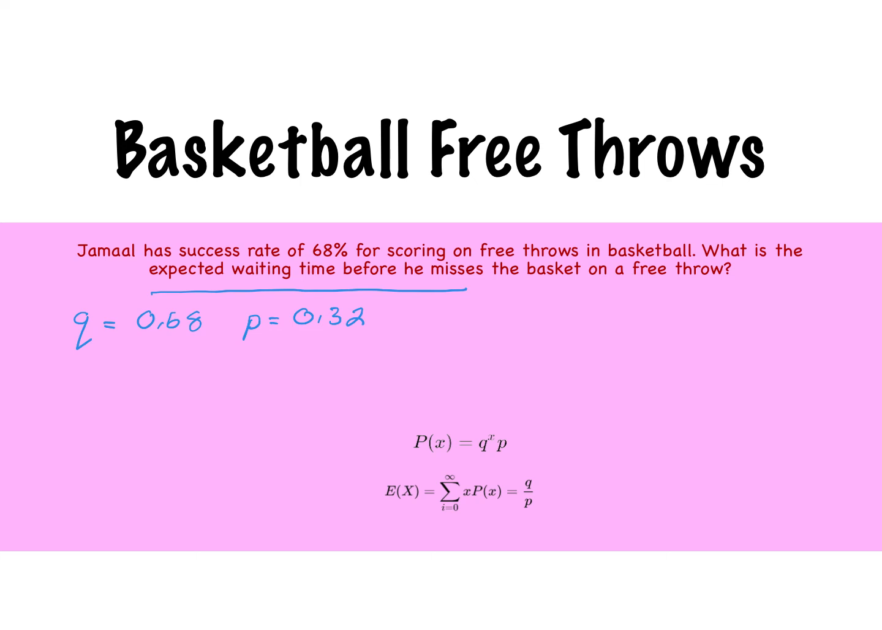So instead of waiting to make a basket, we are waiting to miss a basket. So the formula for the expected waiting time becomes the reverse of what you may be thinking. So it's 0.68 over 0.32, which equals 2.1. So we are expecting him to make 2 free throws before he misses.